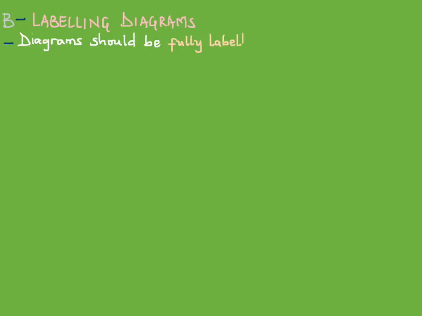Let's now look at another important point to take note of, which is how to label biological diagrams. Diagrams should always be fully labeled. The labels should be written to the right and left of the drawing. The label line must touch the structure it labels. You must also remember not to write any labels on the drawing.